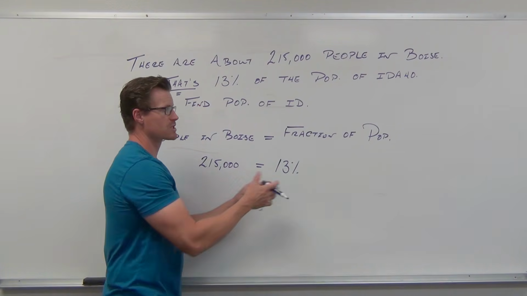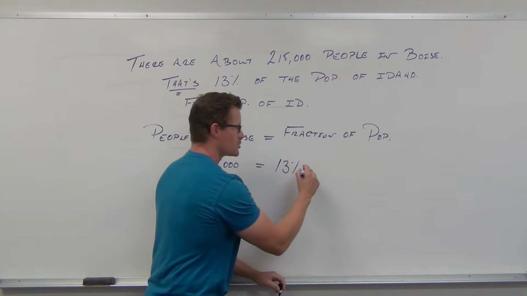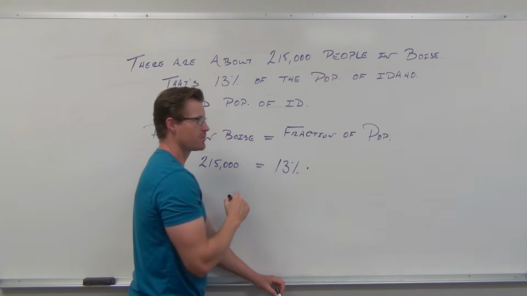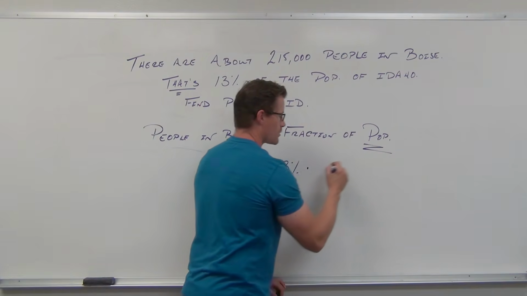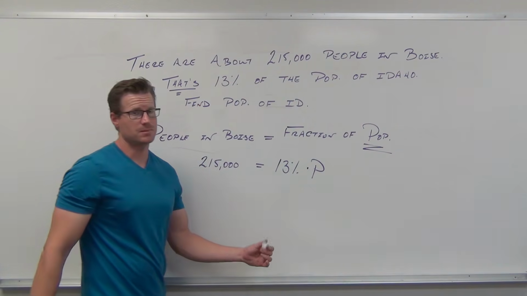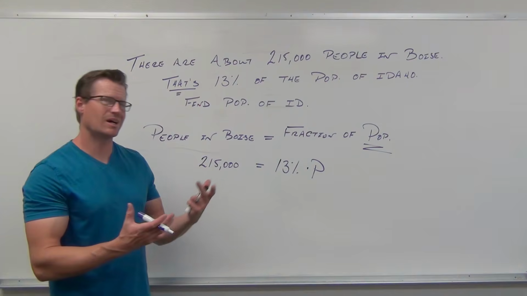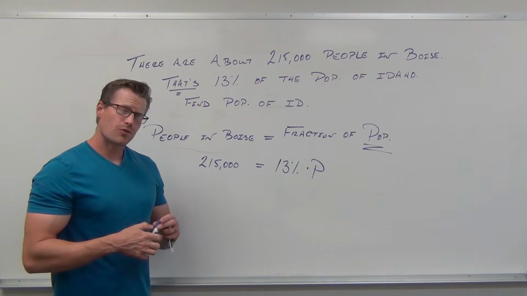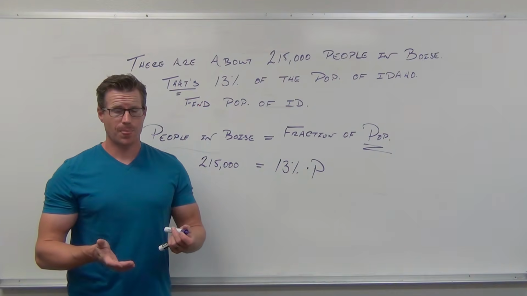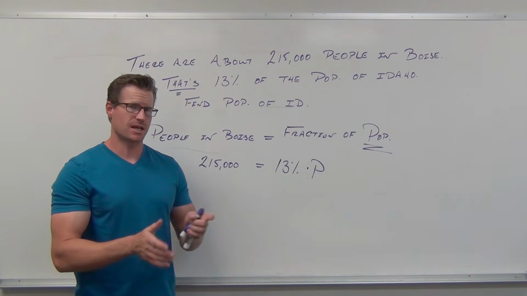So 13%, or the fraction of the population, gives us 13% times whatever variable you want to use for the population. Let's say P. Use P for population. Now, in order for the math to work well for us, we really like percents to be in decimal form.